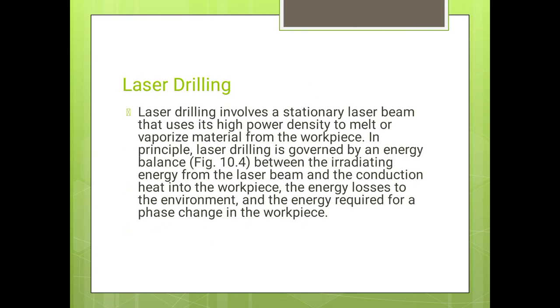The second one is laser drilling. Laser drilling involves a stationary laser beam that uses its high power density to melt or vaporize material from the workpiece. In principle, laser drilling is governed by the energy balance between the irradiating energy from the laser beam and the conduction heat into the workpiece.